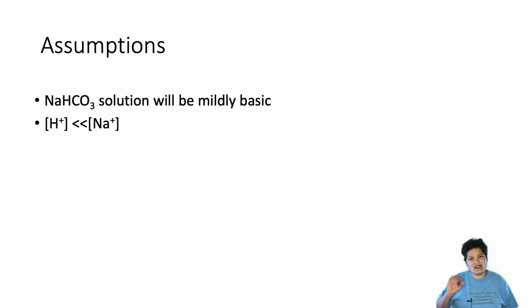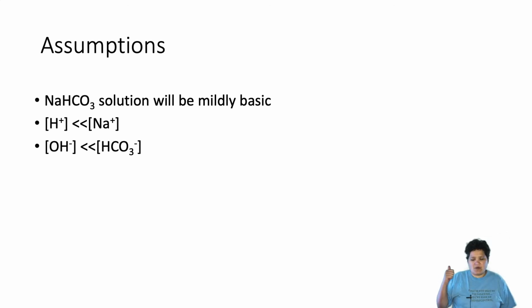Now, this one is a little harder to figure out, but again, I'm assuming this because I know bicarbonate solution is only a little bit basic. I don't remember what the pH of these bicarbonate solutions are, but I think they're somewhere in the 8 to 9 range. Okay, so OH- will be a little bit bigger than H+, but it's not going to be hugely bigger.